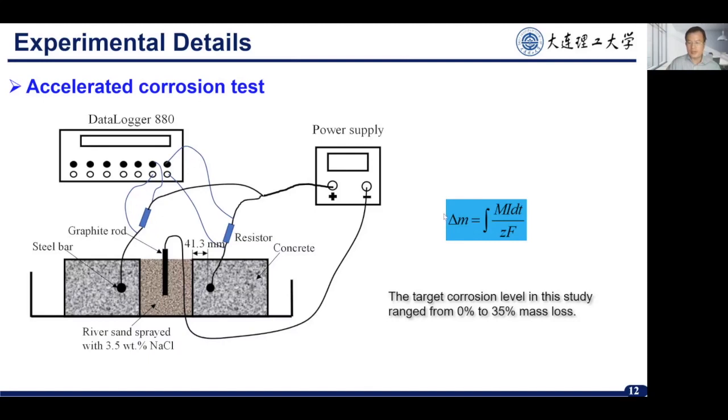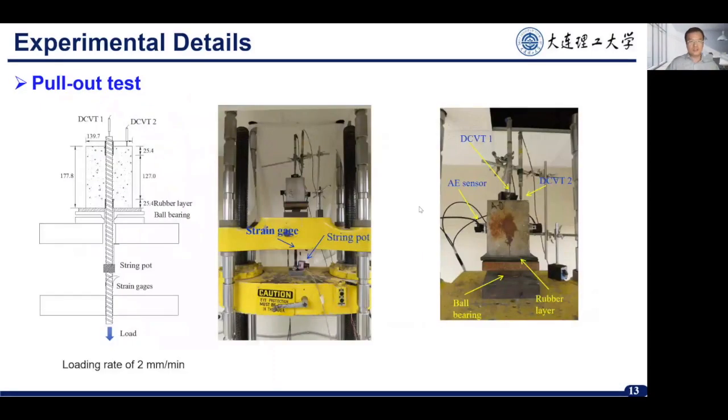And so we can calculate the mass loss by using this equation. This actually is Faraday's law. So the target corroding level in this study ranged from 0% to 35% mass loss. So this shows the pull-out test setup.